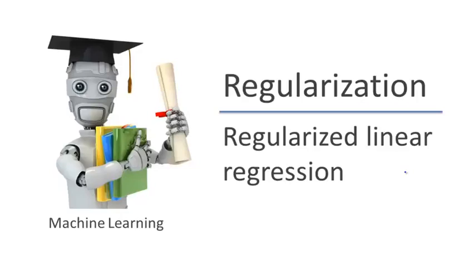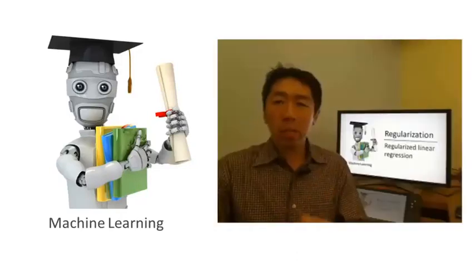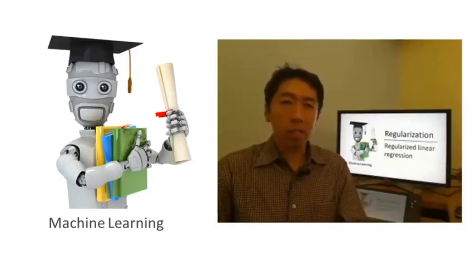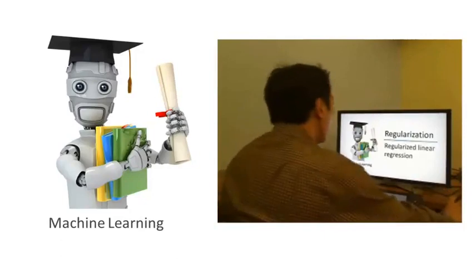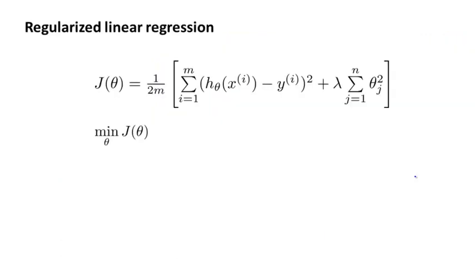For linear regression, we had previously worked out two learning algorithms, one based on gradient descent and one based on the normal equation. In this video, we'll take those two algorithms and generalize them to the case of regularized linear regression. Here's the optimization objective that we came up with last time for regularized linear regression.